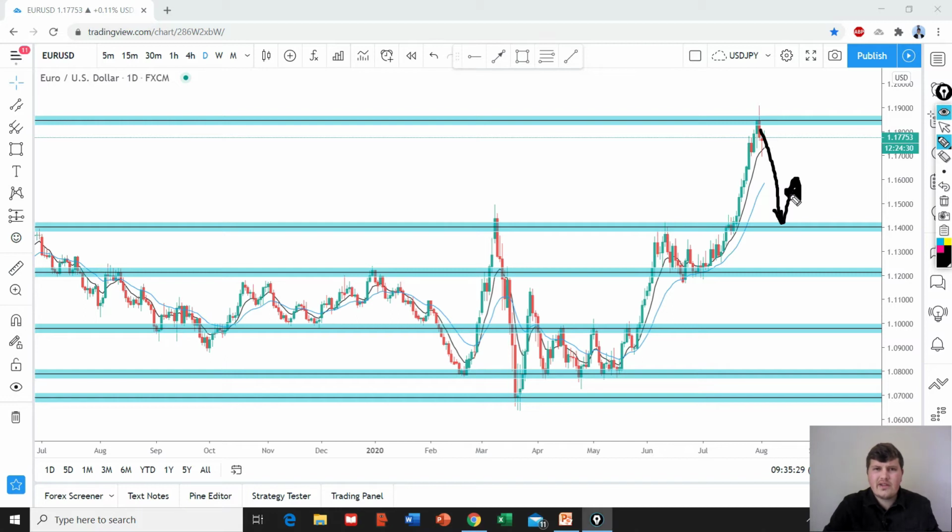That is what I'm going to teach you guys later on in this course: how to trade these support and resistance areas, how to make money off of them, and how to identify in which direction the price is most likely to move.